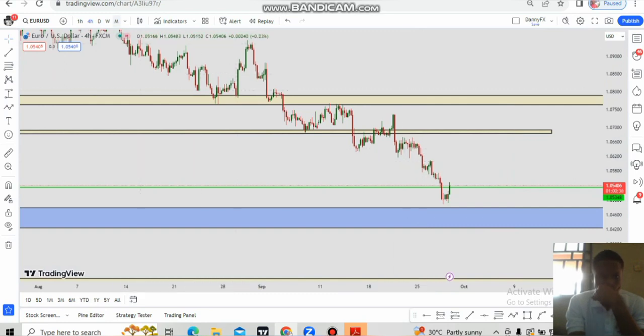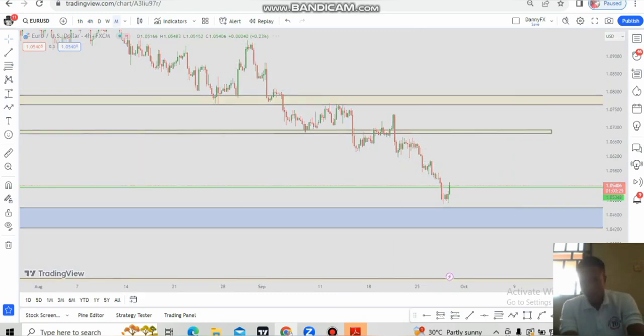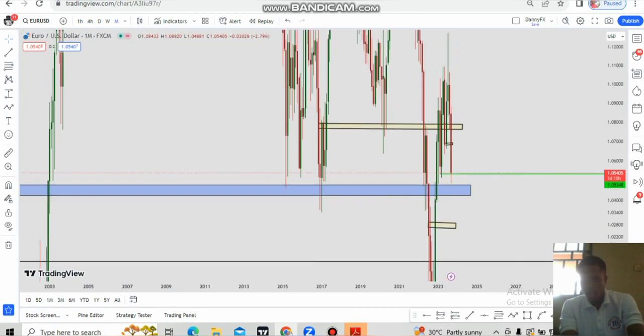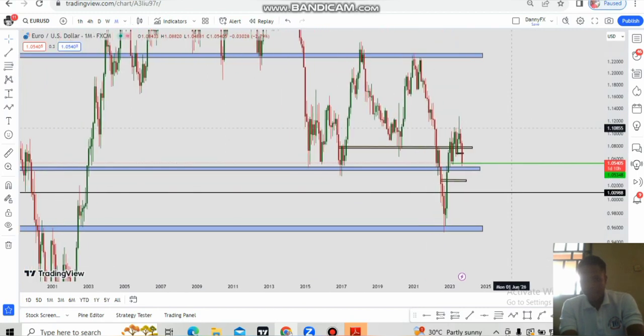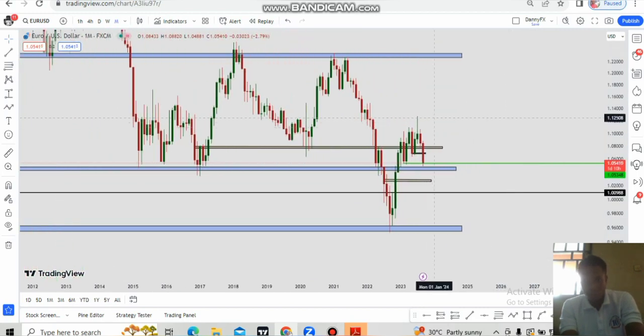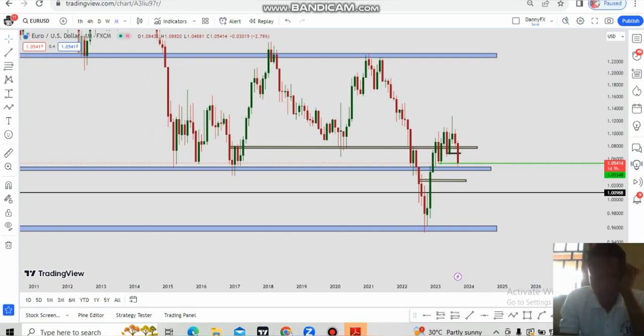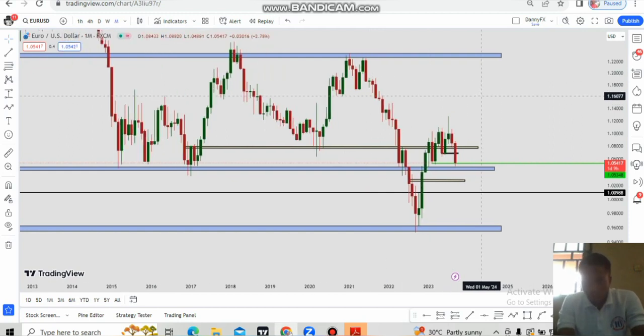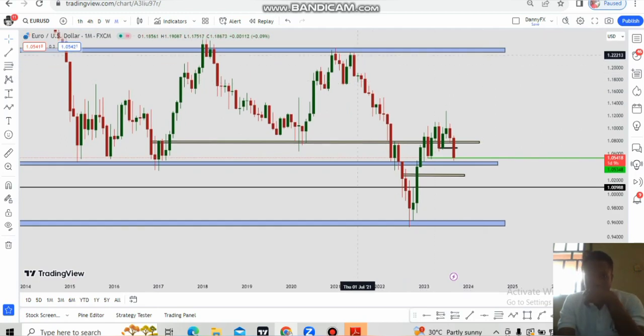So let's go to the monthly time frame first of all. Okay, so this is the monthly time frame. Euro USD is doing really good. On the last Trading Titan I did, I told you guys about Euro USD dropping. We went to retest from this swing high to this swing low. We went to retest a few levels.